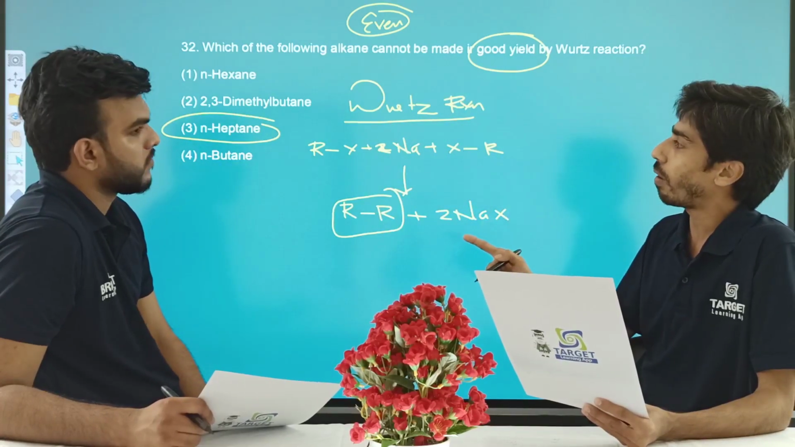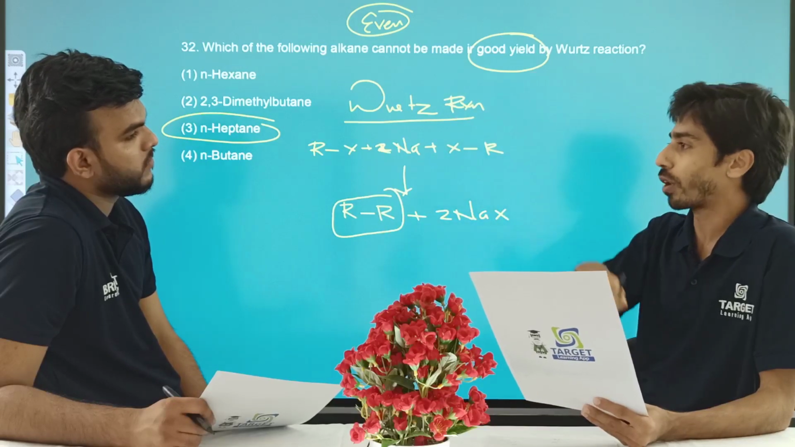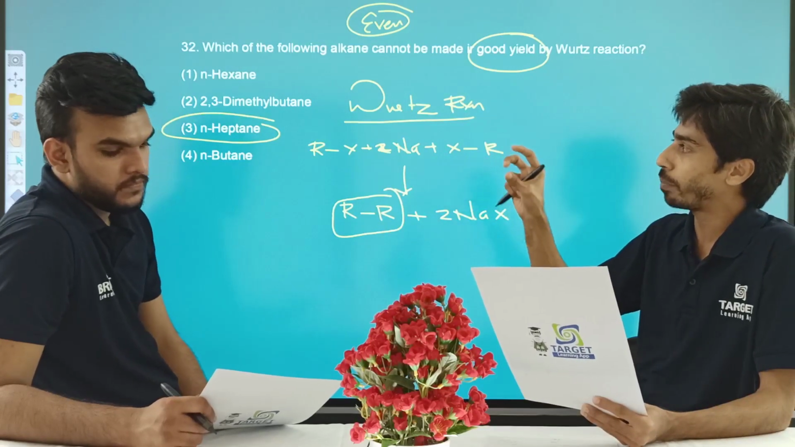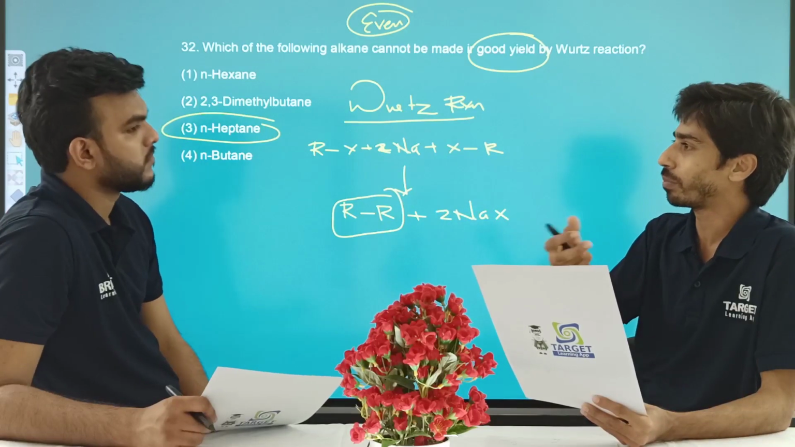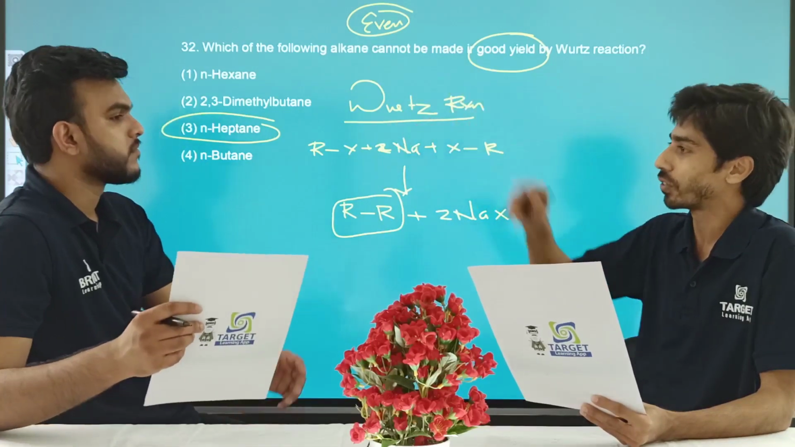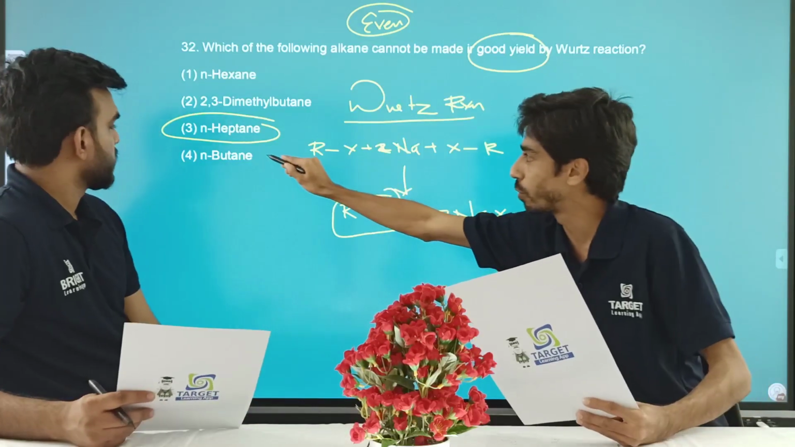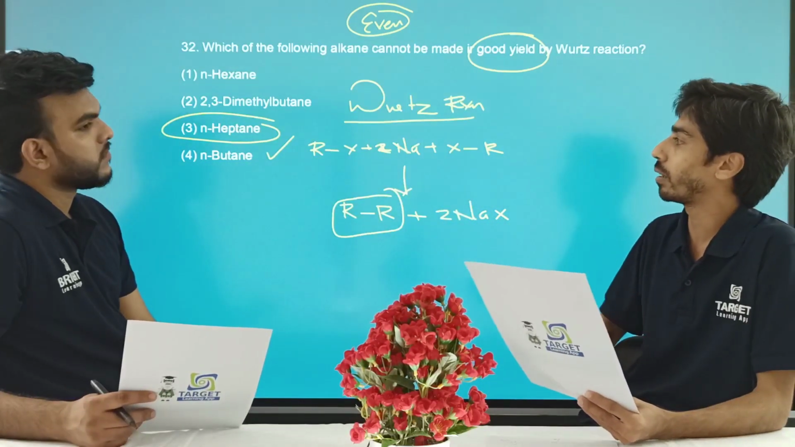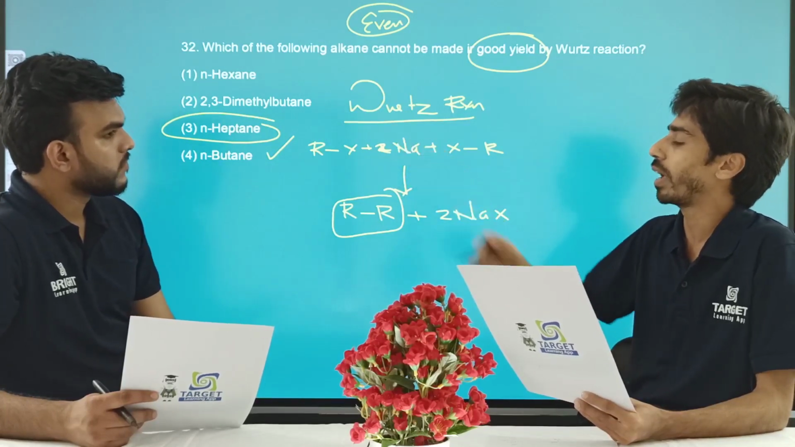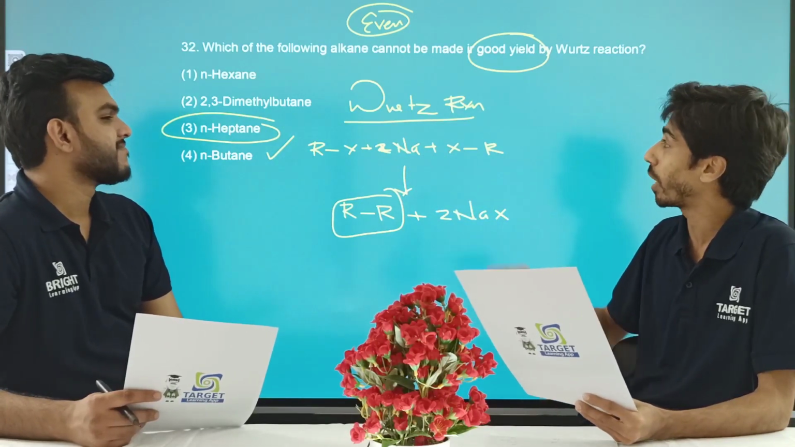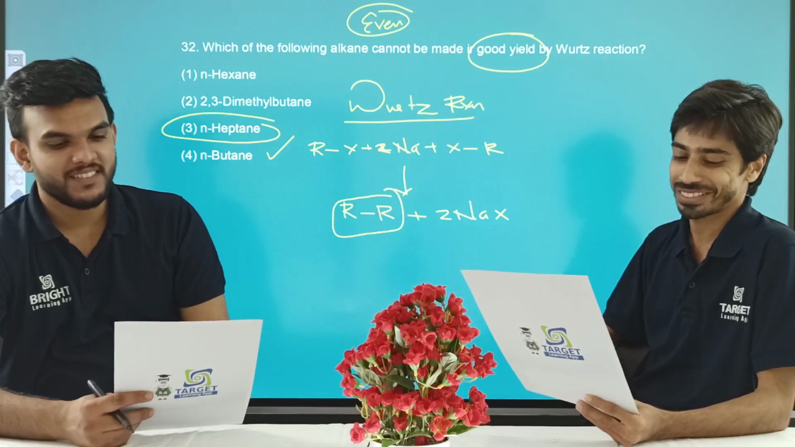But n-heptane always comes along with a mixture of other products, so n-heptane will not be in good yield. It will be like 50% or 40%, but all others will be 100%. n-butane is also possible: we can take 2 carbon atoms and 2 carbon atoms, so you'll be getting n-butane in 100% yield. So the answer will be n-heptane. Anyhow, you'll be getting n-heptane, but that will not be in good yield. Okay, fine. That's it.